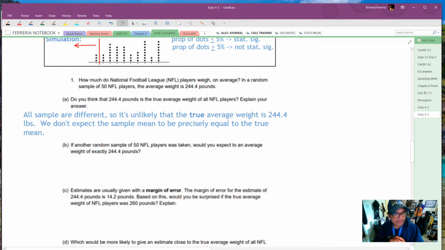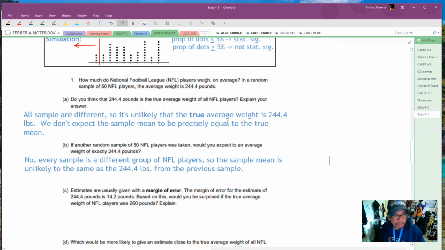Another sample of NFL players was taken. Would you expect that to be 244 pounds? Well, every sample is going to be a different group of NFL players, so the sample mean is unlikely to be the same as the 244 pounds that we found from the previous sample. But it's probably going to be close.